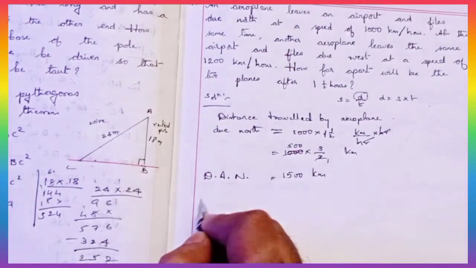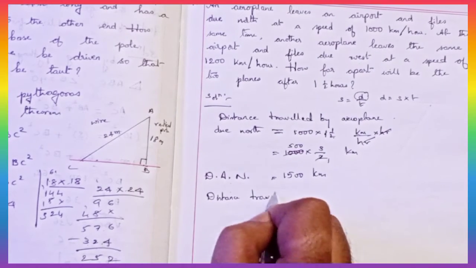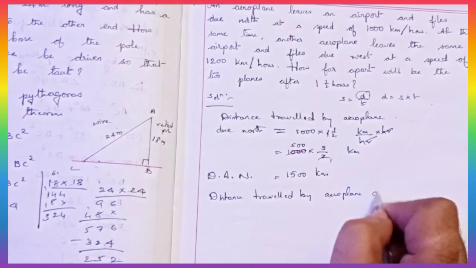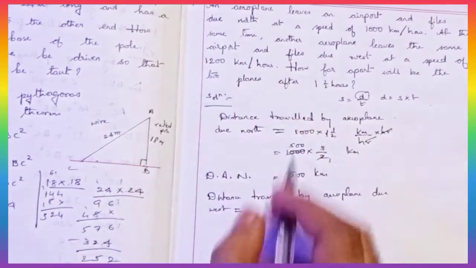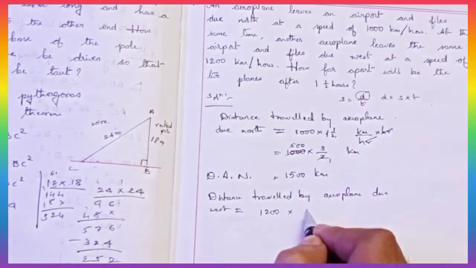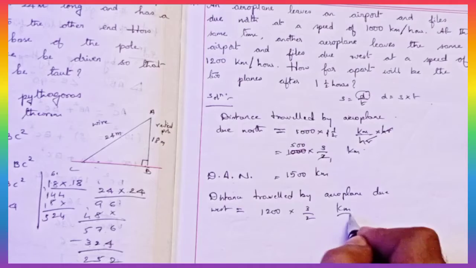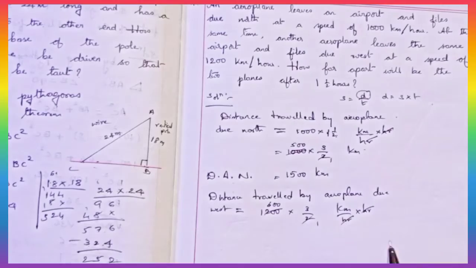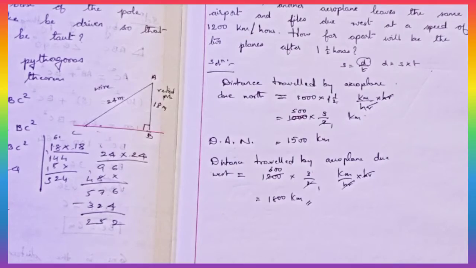Similarly, we need to calculate the distance traveled by the aeroplane which is moving in the west direction. Distance traveled by aeroplane due west is equal to, its speed is 1200 into time is 1.5 hour. 1.5 hour can be written as 3 by 2 itself. We already know hour gets cancelled. We can write kilometer per hour into hour. Hour gets cancelled. 2 sixes are 12. 2 600s are 1200. 600 into 3 is 1800 kilometer. This is the distance traveled by the aeroplane which is moving in the west direction.